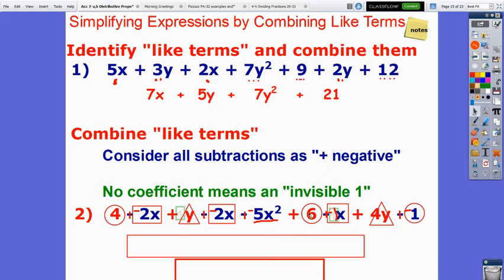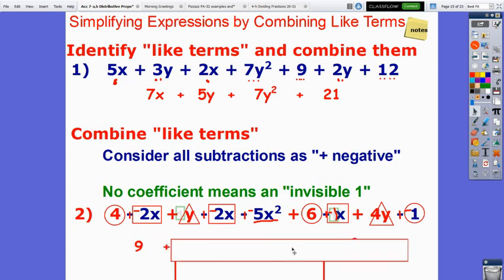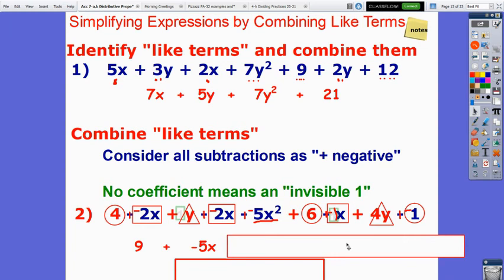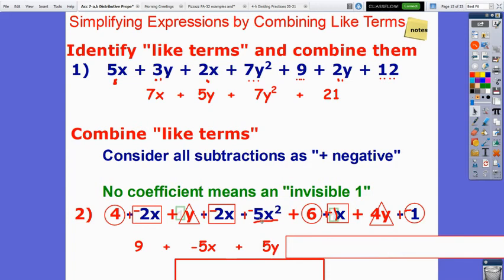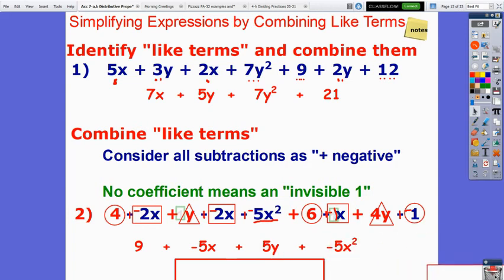4 plus 6 plus -1 is 9. -2 coefficient plus -2x's is -4x's. Plus -1x's, so that's -5x's. -5, adding all the coefficients. 1y plus 4y, that's 5y. And finally, a -5x squared. So I can leave my answer like this for now, okay?